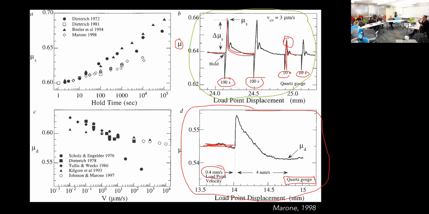Then they do a step change in the velocity. They just accelerate the machine by a factor of 10 quickly. So then they're going at 4 millimeters per second. So again, you had a spike in the strength. And then when it stabilizes down to this constant velocity of 4 millimeters per second, the mu that they're measuring there is actually lower. The mu is decreased by 0.05 unitless numbers of friction when you accelerate to a higher slip velocity.